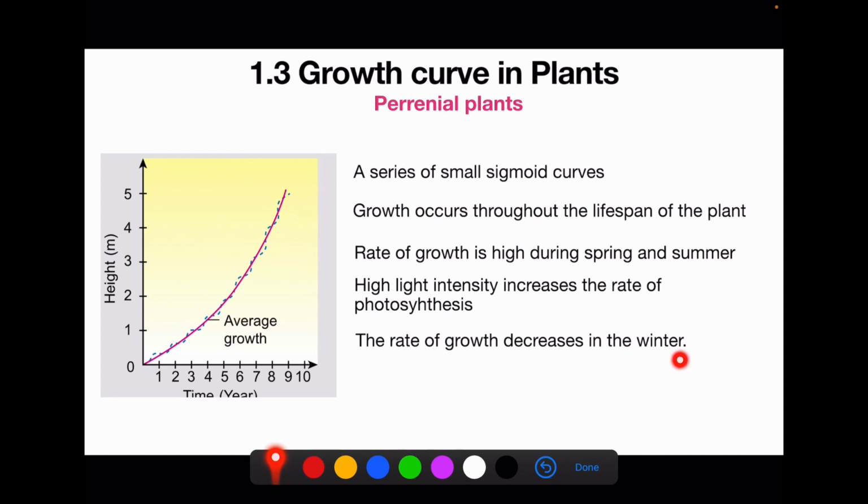If you can see here, the perennial plant has a series of sigmoid curves, because the lifespan of this plant is more than 3 years. The lifespan is long, so that's why the growth curve is like this.